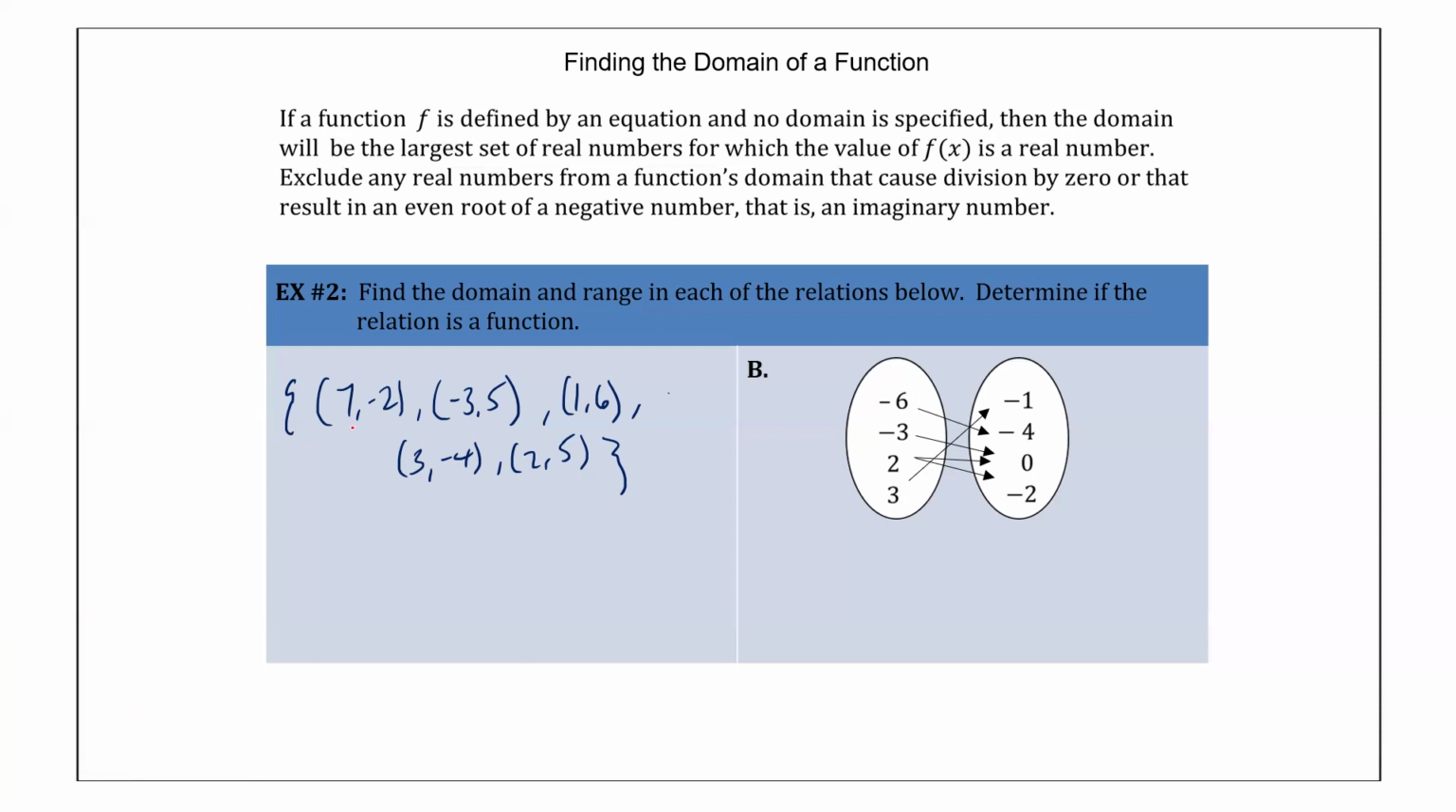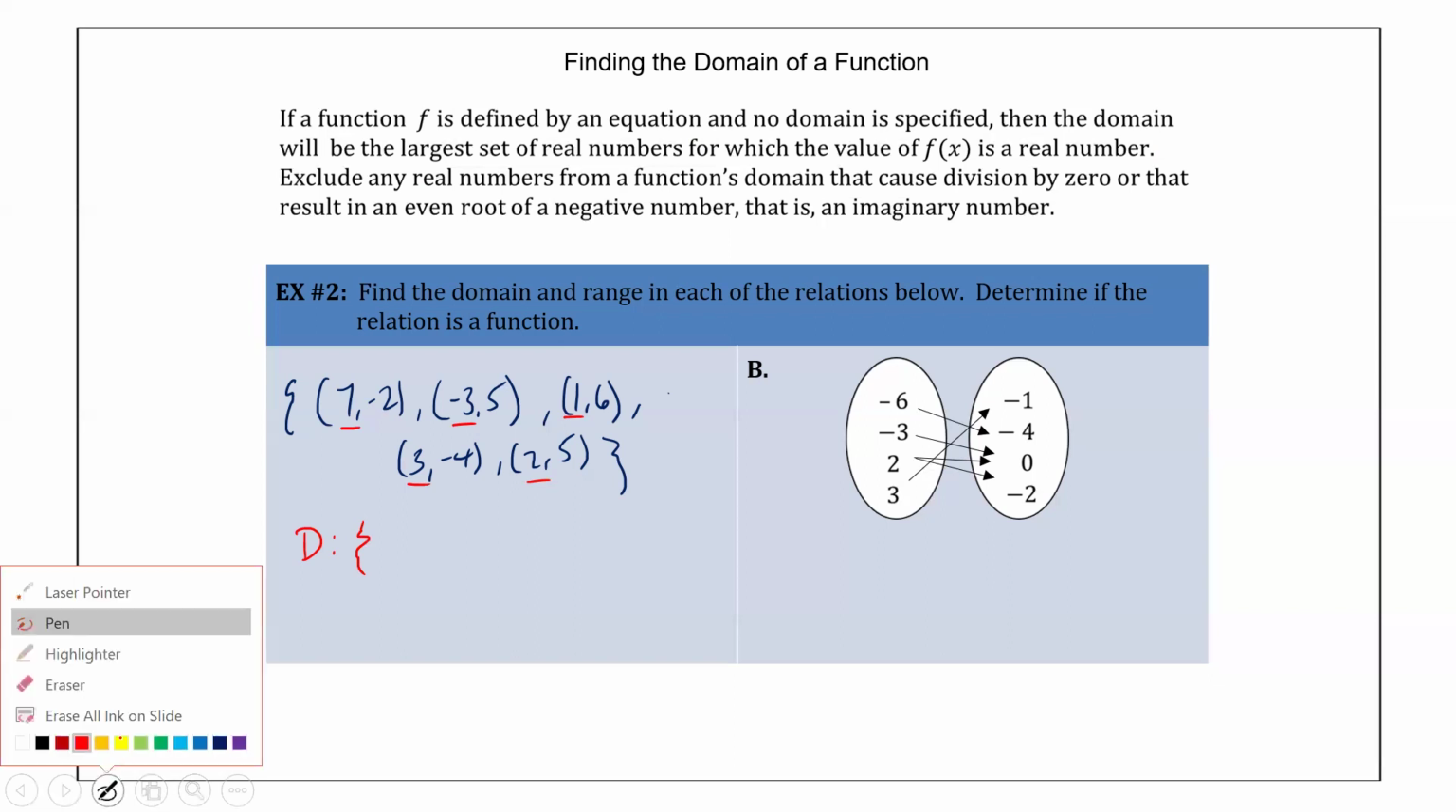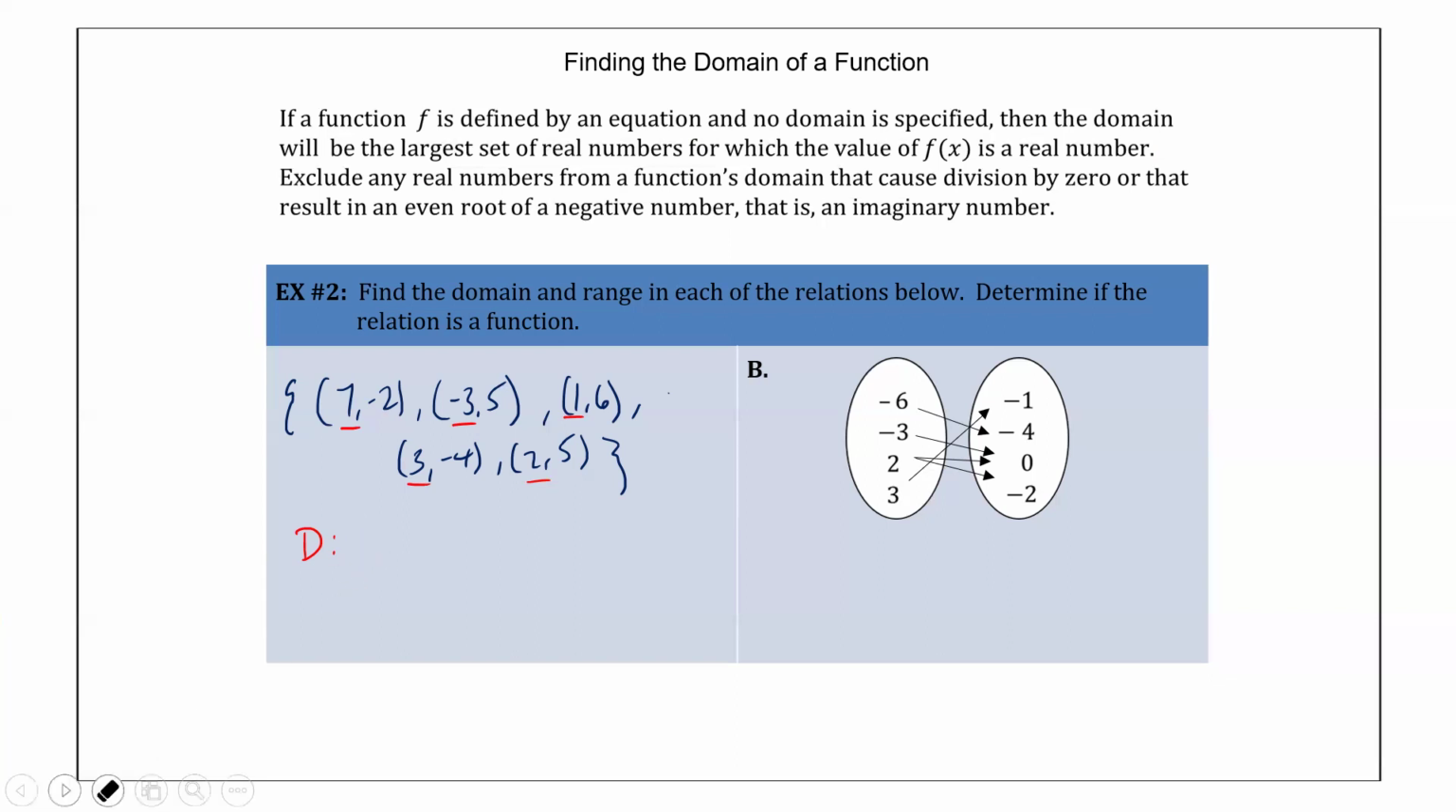So domain here means that we're looking at which variable? X. So we're looking at our X's. We have 7, -3, 1, 3, and 2. So my domain of my set, it doesn't matter as long as it's in some order. I'm going to start with low. So I have -3, then 1, then 2, then 3, then 7. And that's my domain set.